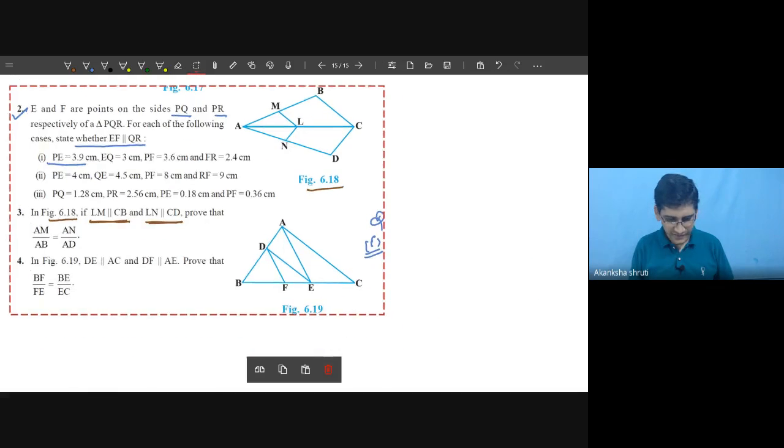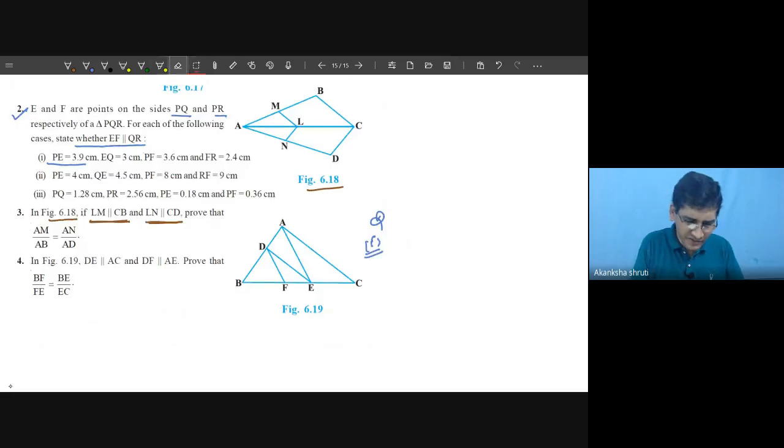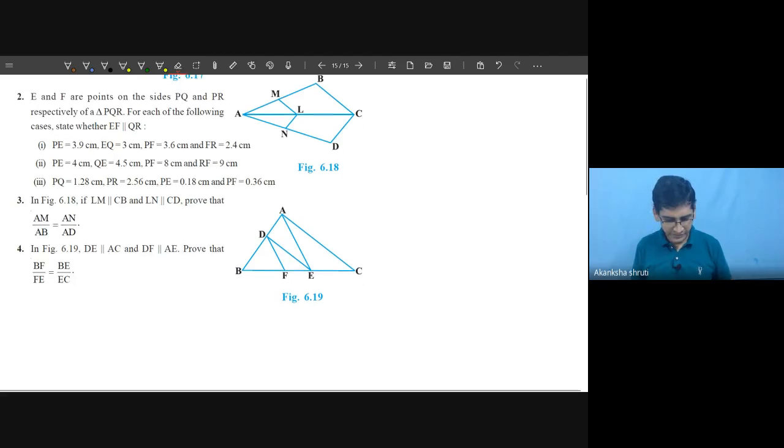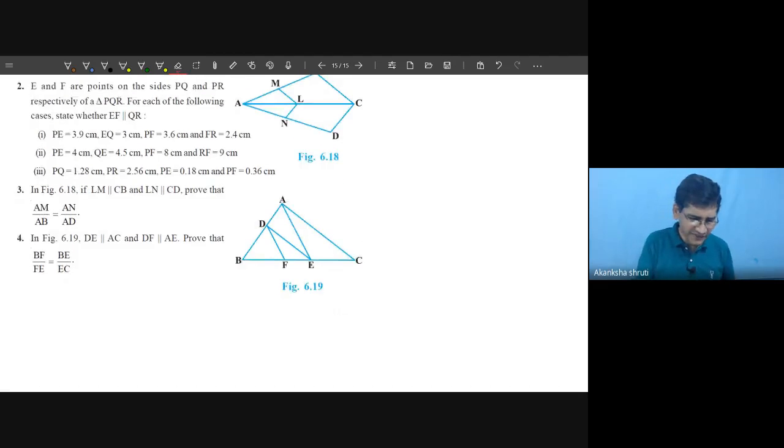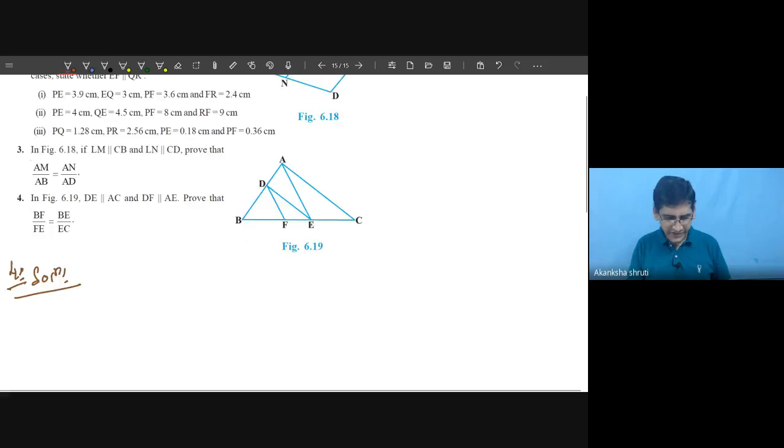Yes. Now let us go for this question number 4. In this question number 4, again the concept of question number 3 is also applicable here. Let me redraw the figure.